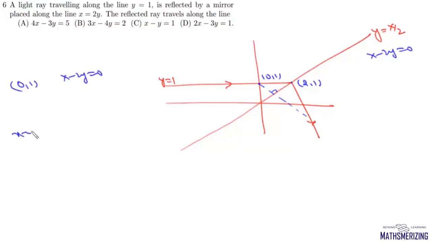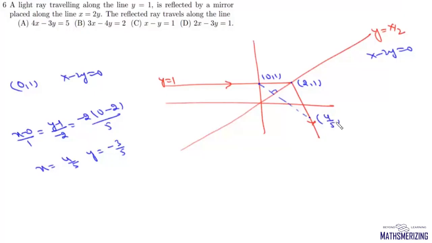So it'll be (x minus 0) upon 1, (y minus 1) upon minus 2, and then minus 2, (0 minus 2) upon 5. So the value of x will be 4 by 5 and the value of y will be 1 minus 8 by 5, and there'll be minus 3 by 5. So the reflection of this point above this line will be 4 by 5 and minus 3 by 5.